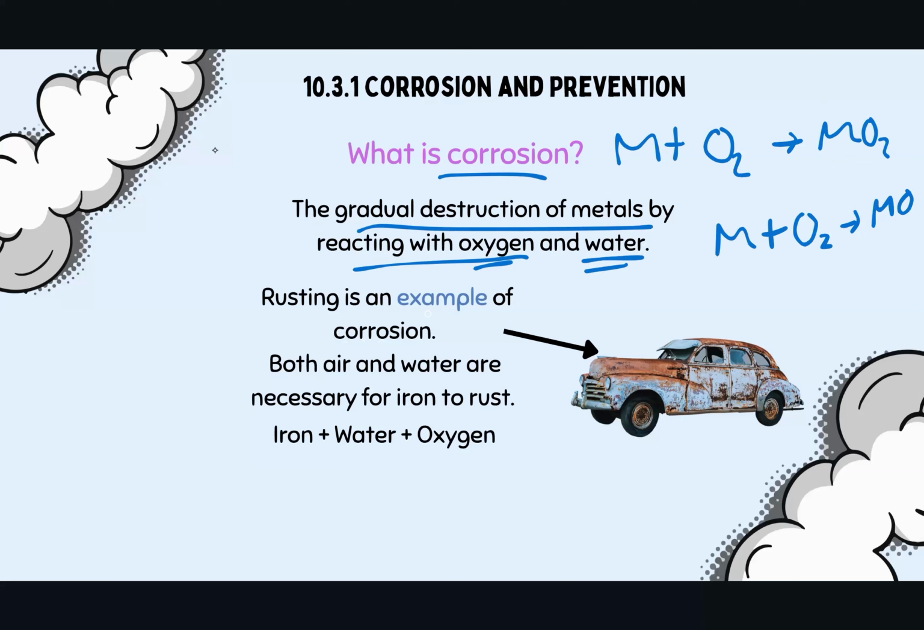So rusting is an example of corrosion, but that's corrosion that happens to iron. Now, for corrosion, or for rust, which is a special type of corrosion, to occur, iron, water, and oxygen need to be present, because the oxygen dissolves into the water and the water is in contact with the metal, and then it makes it easier for the metal and the oxygen to react.